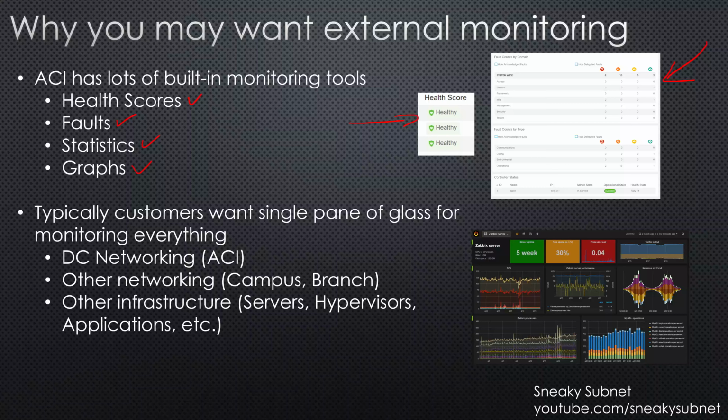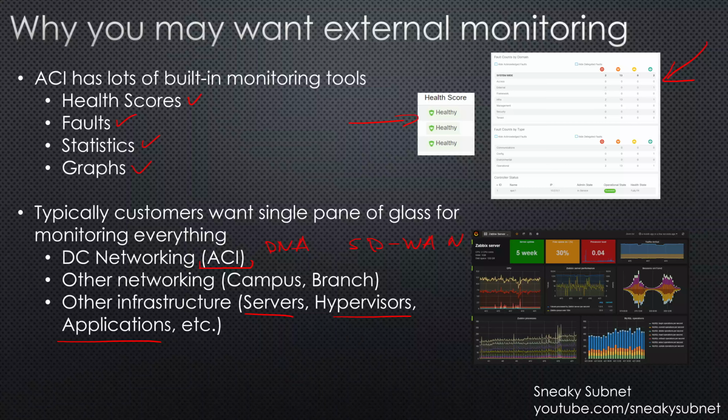customers want a single pane of glass for monitoring everything they have in terms of IT infrastructure. So they want to monitor DC networking, in this case it would be ACI. They also want to monitor other networking, for example campus, it could be DNA, branch offices, it could be SD-WAN. And obviously they want to monitor other infrastructure. Servers, I mean physical servers, hypervisors, applications, etc.